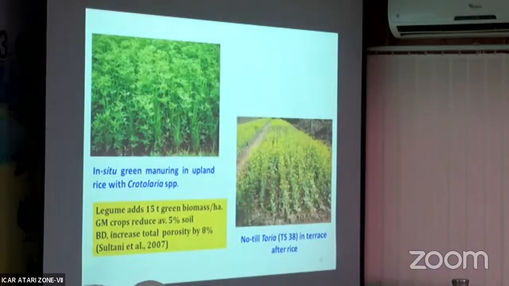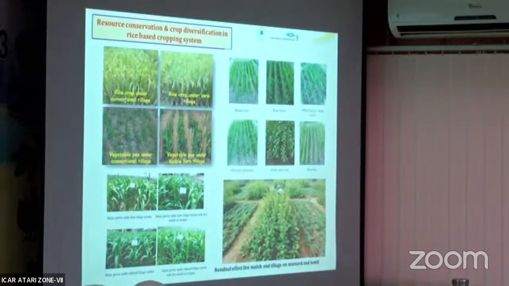Then this is in situ green manuring in upland rice with a green manuring crop. This is the most important crop because the legume adds 15 tons of green manure biomass per hectare on average. GM crops reduce soil bulk density by 5% on average and increase rice yield by 8%. So these are very good indications for growing legumes with rice. Then no-till, which is already proven. Then resource conservation and crop diversification in rice-based cropping systems, which we have seen under the NICRA project. You might be knowing these.